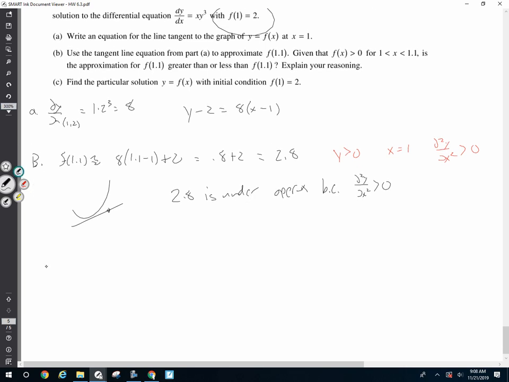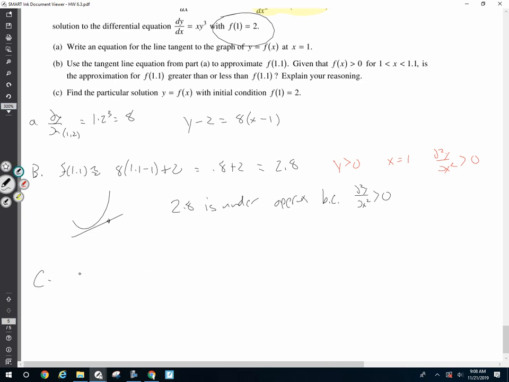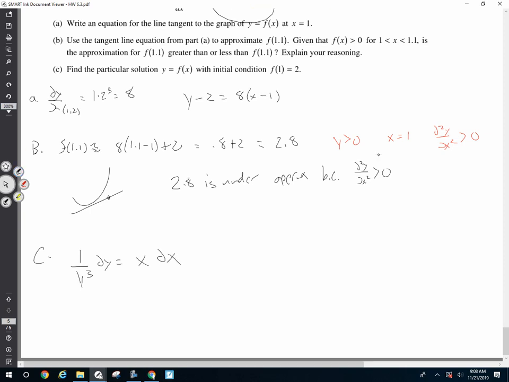C, find a particular solution. All right, so again, this is probably worth 1. This is probably worth 2, maybe 3. This is maybe 2, but this is going to be like 5. So I would divide by y cubed. I got 1 over y cubed dy and multiply by dx. Antiderivative both sides. This is y to the negative third, so it'd be y to the negative second times negative a half. This would be 1/2 x squared plus c.